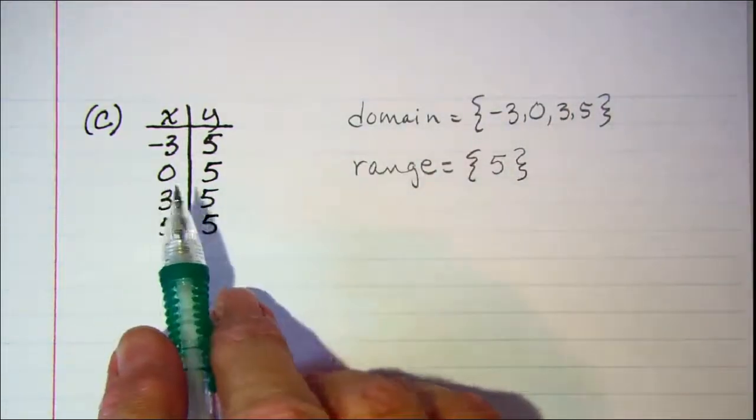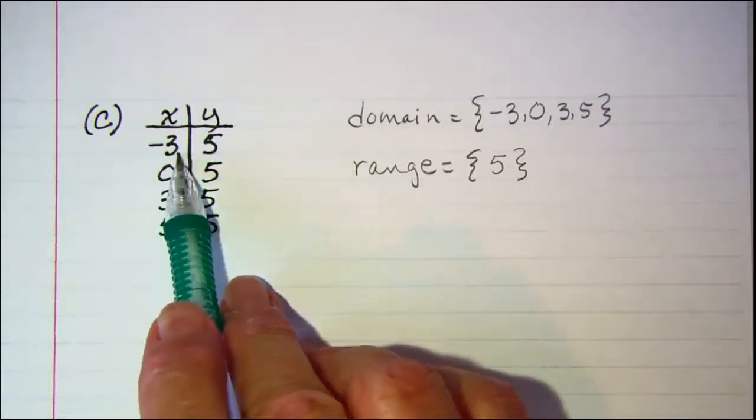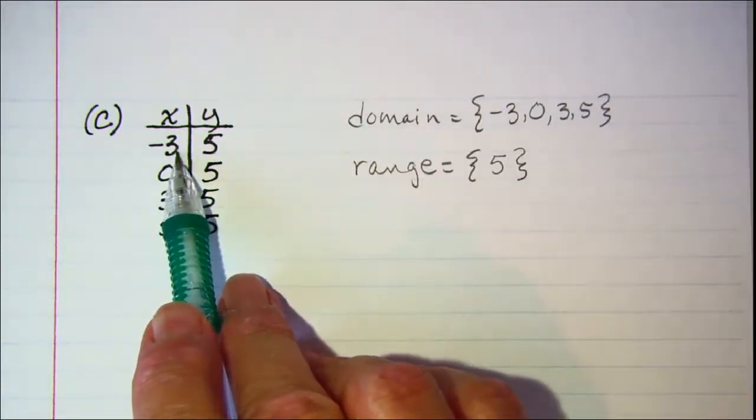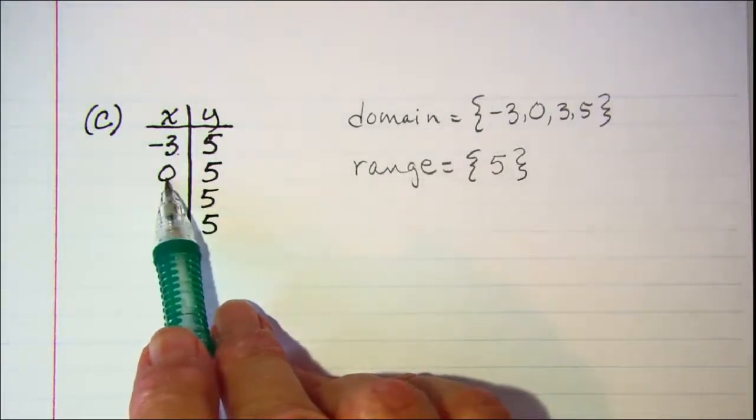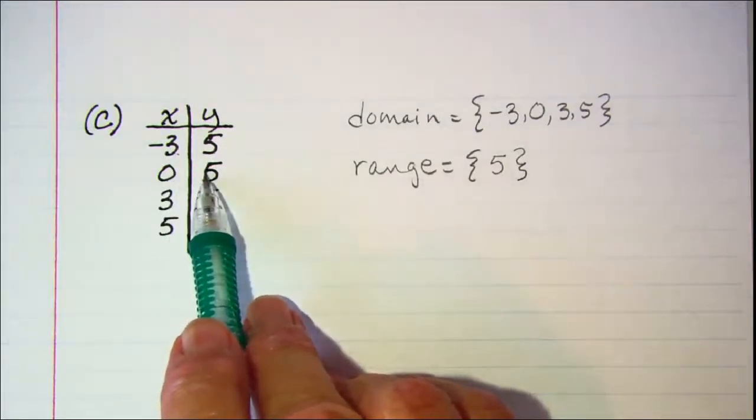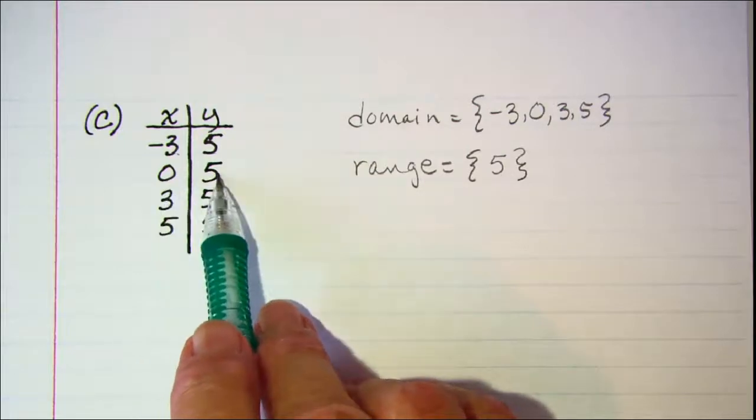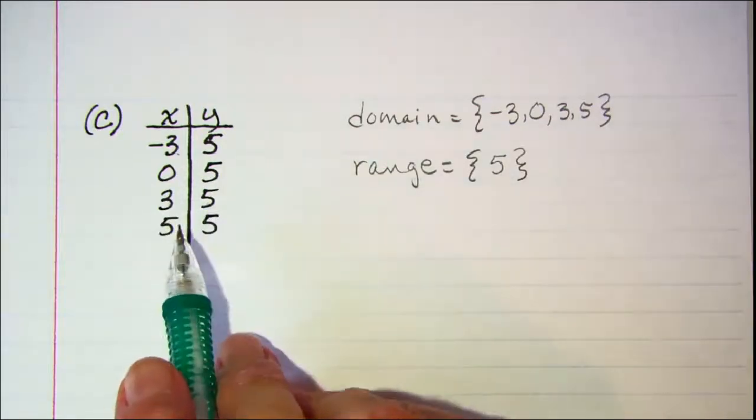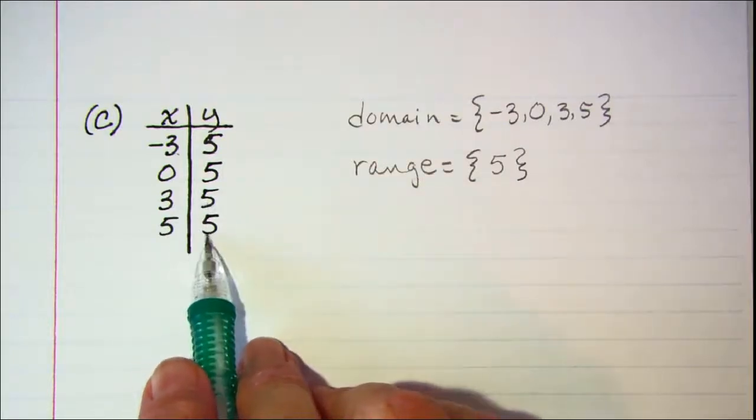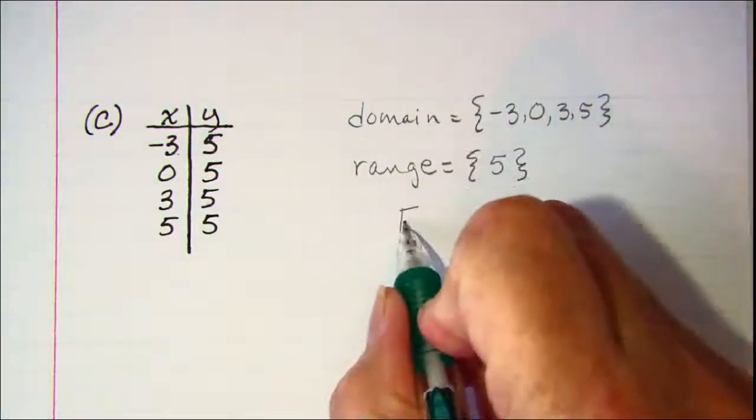Now to determine if this is a function, -3, is it mapped onto just 5? Yes. 0 mapped onto just the number 5? Yes. And only one number each time. So 3 maps onto 5, just the 5, and 5 maps onto 5. So this is a function.